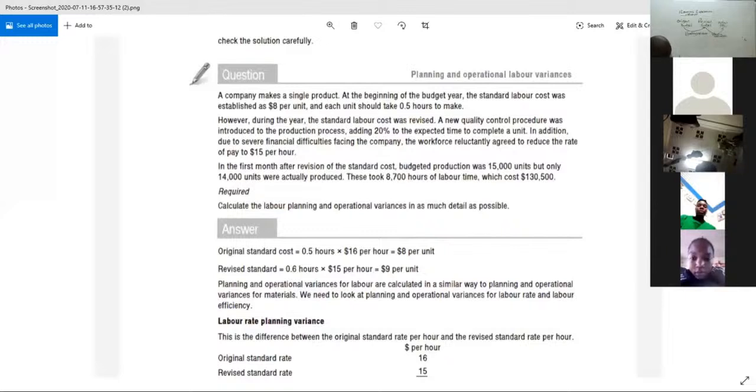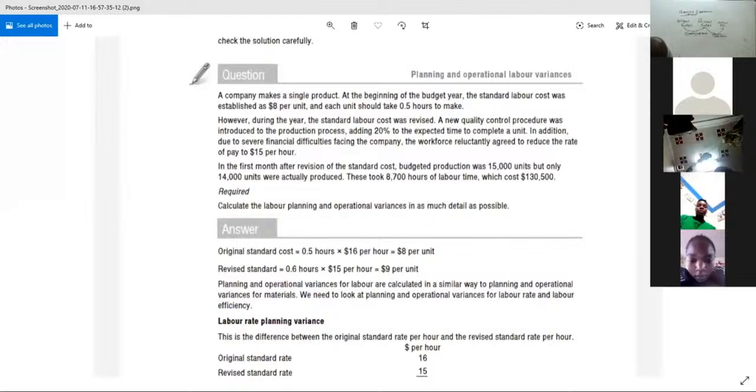A new quality control procedure was introduced to the production process, adding 20% to the expected time to complete a unit. In addition, due to severe financial difficulties like the ones which you are facing because of this COVID-19, the workforce reluctantly agreed to reduce their rate of pay to $15 per hour.